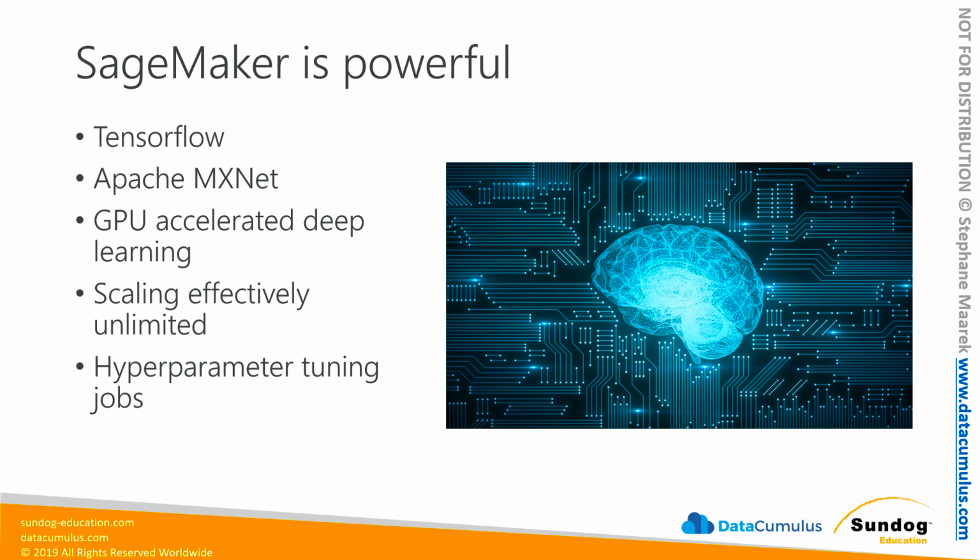And also, interestingly, it has hyperparameter tuning jobs, so you don't have to do all the dirty work of trying to find the right hyperparameters for the models that you build. You can actually have SageMaker go off and use all the power of the cloud to run a bunch of tests on different parameters and automatically converge on the hyperparameters that provide the best accuracy for the model that you're trying to build.